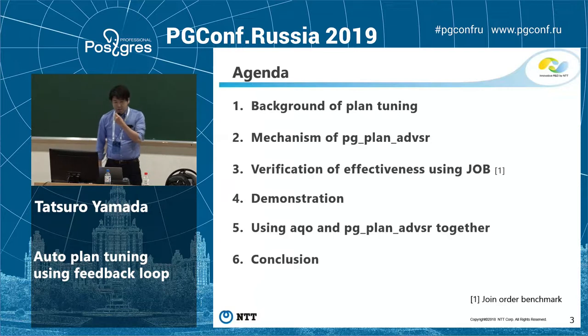I'll cover 6 points. One, the background of plan tuning. Two, I will introduce my extension named PG Plan Advisor and explain how it works. Three, I'll share measurement results using the extension. Four, demonstration. Five, I'll share experimental results using AQO and PG Plan Advisor together. Six, conclusion of the presentation. We'll have a question and answer session at the end of the presentation. So let me begin.